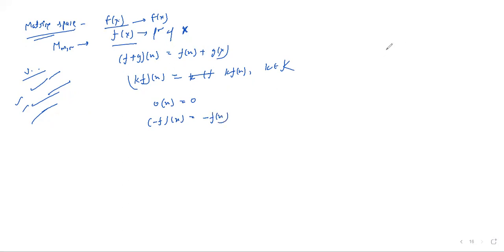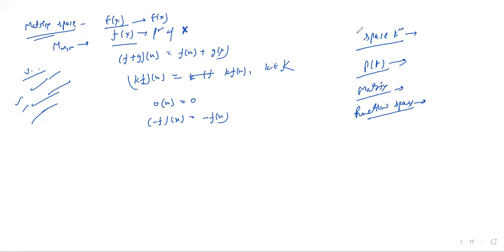So from this we can say that the space K^n forms a vector space. The polynomial space P(t) is also forming a vector space. The matrix space is also a vector space. And the function space is also forming a vector space. Okay, so these are the main vector spaces which we'll use in our further studies. Okay, so this is all about vector spaces. Thank you.